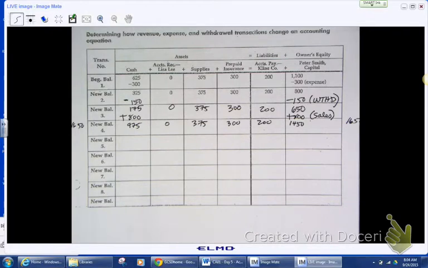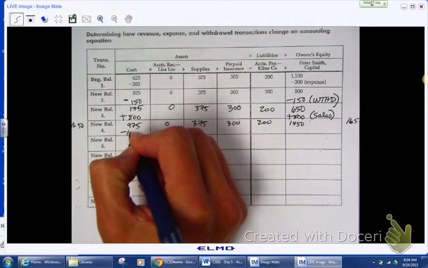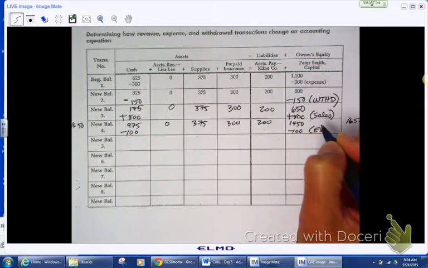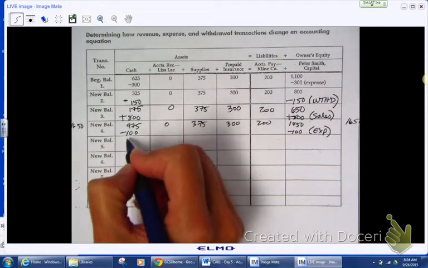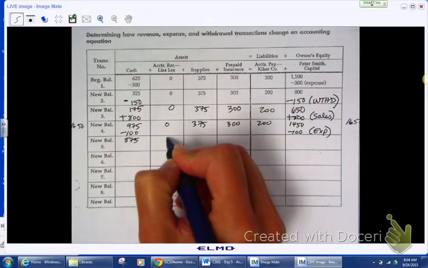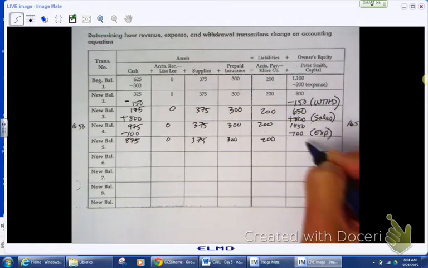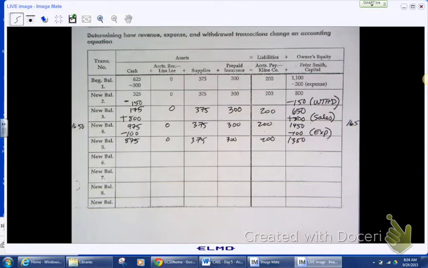Okay? So, next one. Let's see, who do we need? Sean. Yes. We have paid cash for equipment repairs. Minus 100 for cash, minus 100 owner's equity for expense. Good. Okay. And then bring our balances down. 375, 300, 200, 1350. Okay.